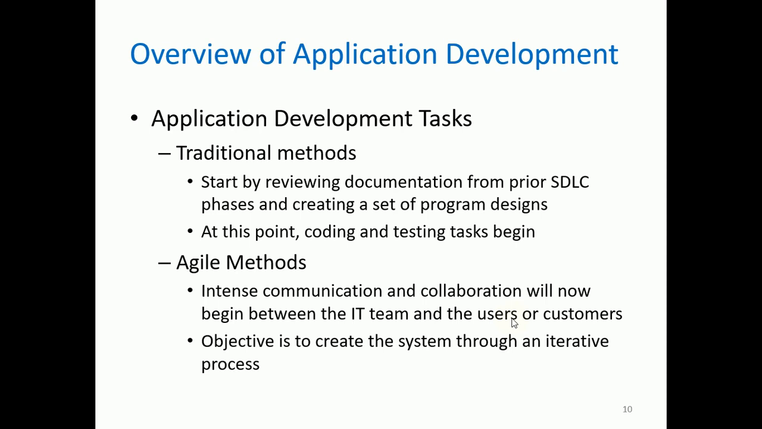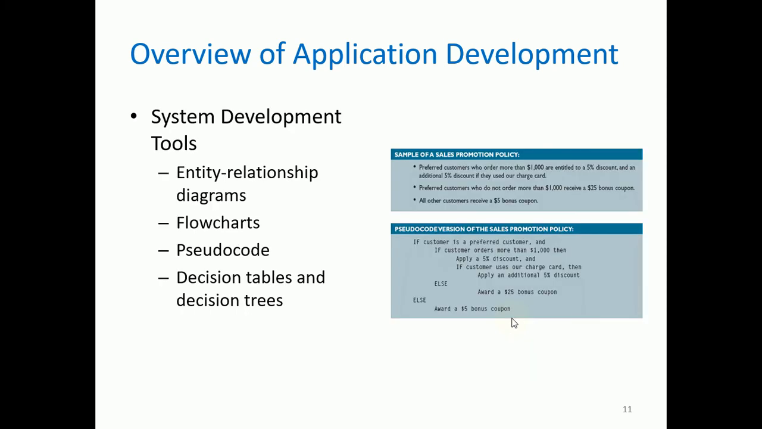Intense communication and collaboration will now begin between the IT team and the users or customers. The objective of this method is to create the system through an iterative process. So from these two methods, agile methods is newer compared to traditional methods. So what are the system development tools that you can use in application development? You have to review your entity relationship diagrams, the flowcharts, the pseudocode, the decision tables, and decision trees.